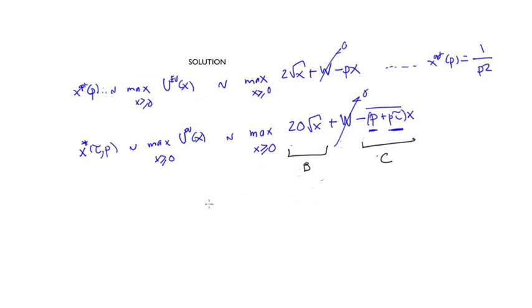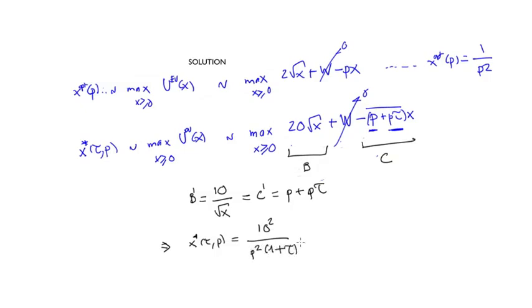So we're going to get that the first order condition, we're going to see that the marginal benefit function is equal to 10 over the square root of x. Now because the marginal benefit at 0 is infinity, we're going to have an interior solution. So this is going to be equal to the marginal cost. And we know that the marginal cost is just p plus p tau. If you do a little bit of algebra, this implies that x star of tau comma p is equal to 10 squared divided by p squared over 1 plus tau squared.